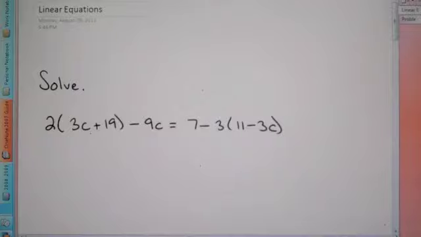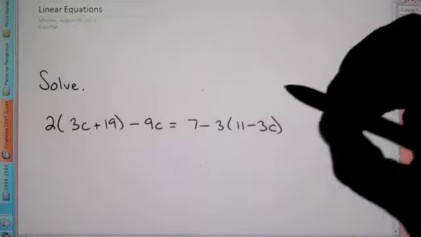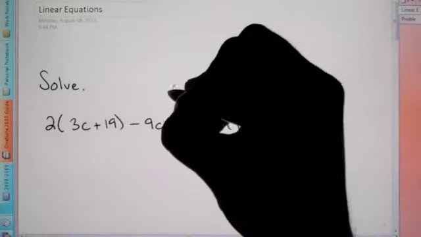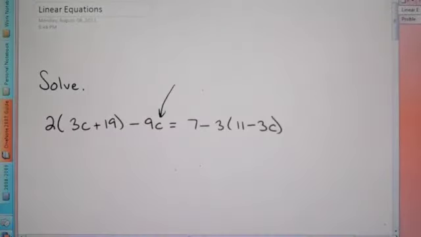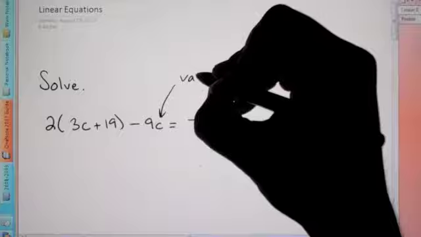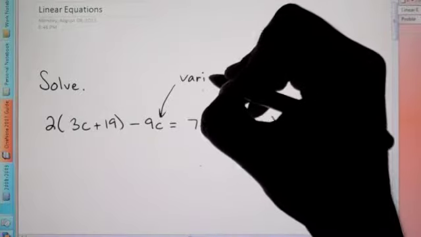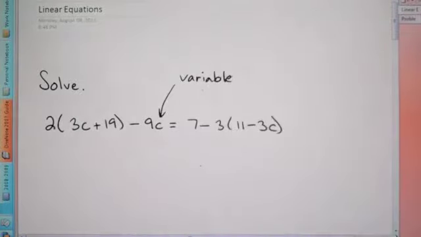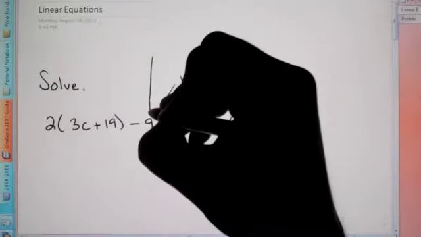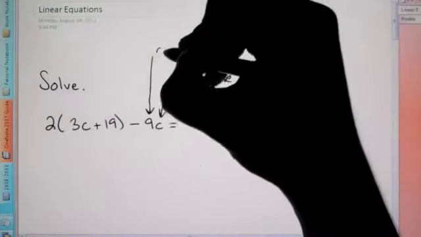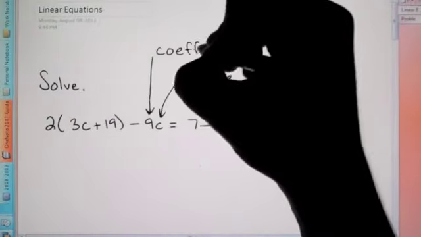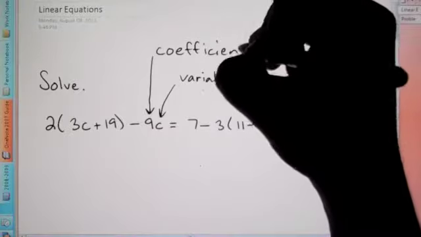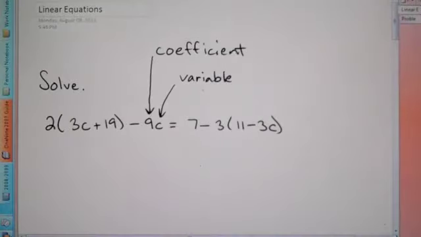Just a few things just to review here. Don't forget that the letter that's in a problem is called the variable. Again, this is stuff that you guys should already know. Variable, and a number that's being multiplied by a variable, that's called a coefficient. Okay, so coefficient and variable.